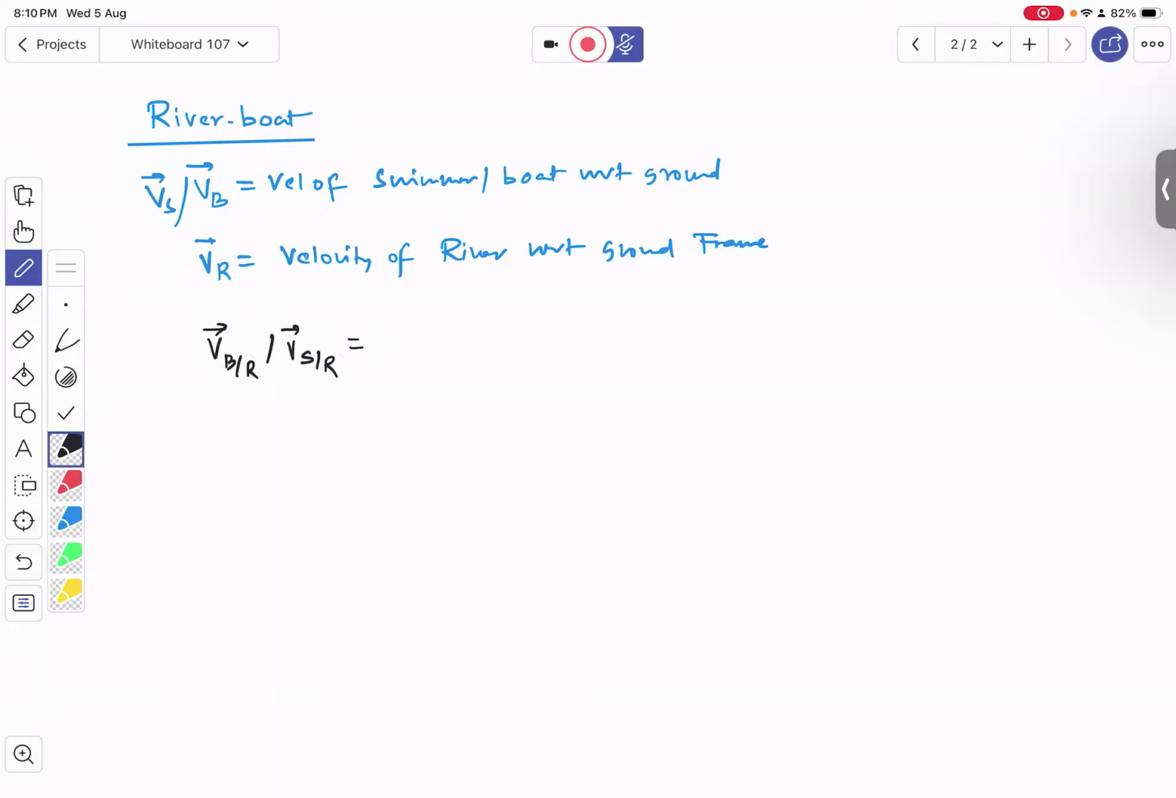So this will mean velocity of the boat or swimmer with respect to the river. If I have to write the velocity of the boat with respect to the river in terms of the velocity of the boat from ground and the velocity of the river from ground, VBR will be VB minus VR, no?